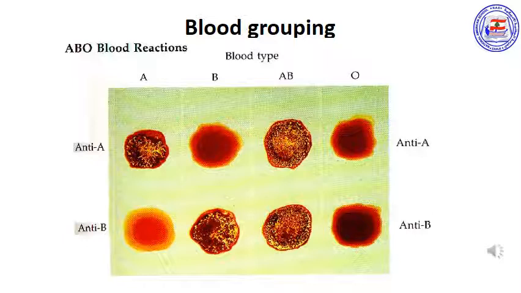So the blood types A, B, AB, and O. For example, if two drops of blood are taken from each of these four individuals and mixed with anti-A and anti-B, the individual of blood type A would show agglutination only with anti-A. The individual of blood group B would show agglutination only with anti-B. The individual of blood type AB would show agglutination with both anti-A and anti-B, while the individual of type O won't show any agglutination, neither with anti-A nor with anti-B.